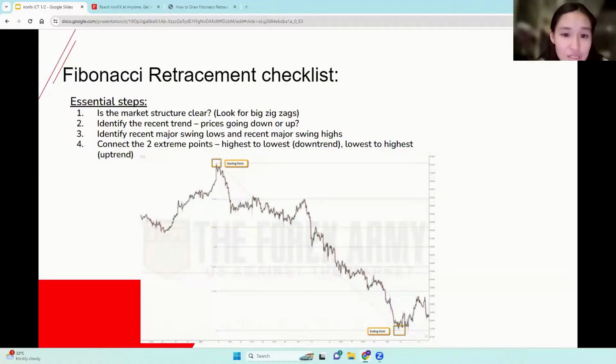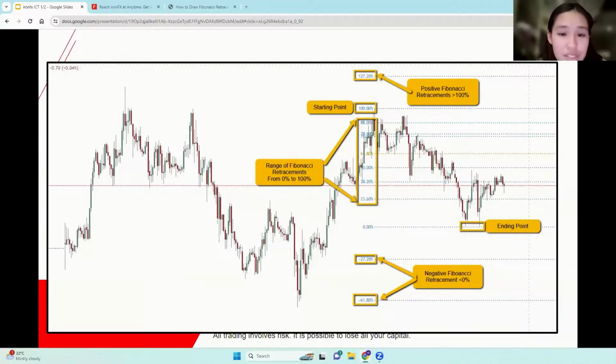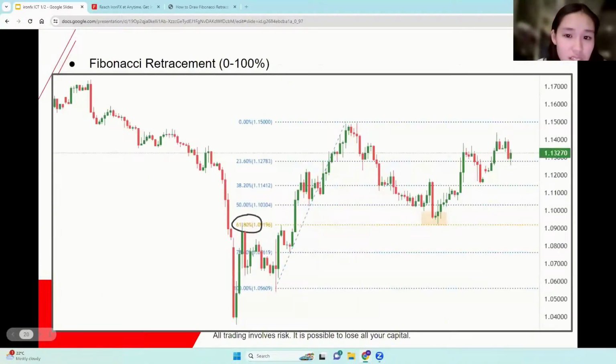Next, we want to identify recent major swing lows and swing highs, like those that we've identified previously, and then connect the two extreme points like we have done over here. Since this is a downtrend, your starting point is at the swing high and your ending point is at the lowest swing low. Here you can see all the different Fibonacci numbers that we mentioned in the previous slide. For the ICT, we are focusing on 61.8 and 78.6, but it's basically the same thing. Here's another example. We are looking at the level at which price bounces off either your 61.8 level or your 78.6 level.